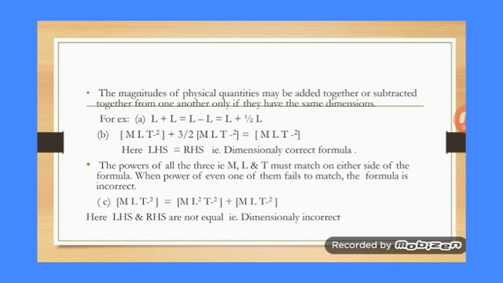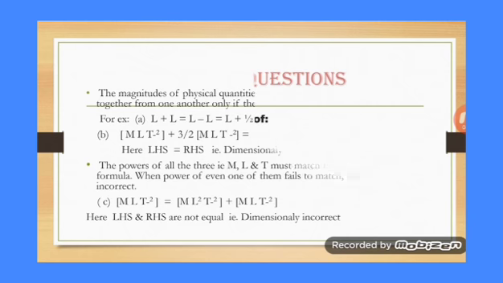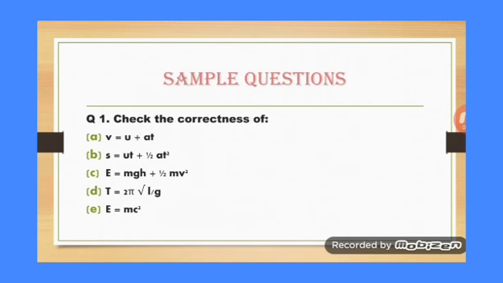Now we will elaborate this application with numerical expressions. The questions we will solve here: check the correctness of V equal to U plus AT, S equal to UT plus half AT square, E equal to MGH plus half MV square, T equal to 2 pi into square root of L by G, and E equal to MC square. We will solve one by one.